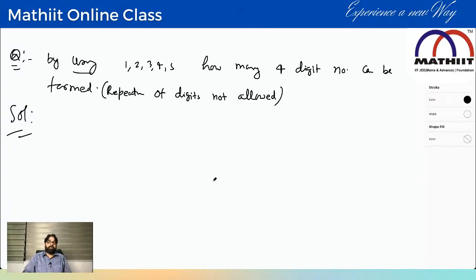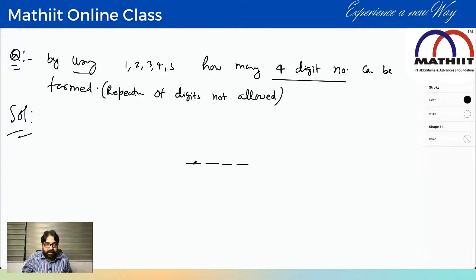Whenever you have to count digits, words, or something like that, where you are using some objects, always identify where is the place. I'm having 5 objects: 1, 2, 3, 4, 5. All 5 are different objects. Whenever objects come in your hand, immediately search where is the place. That will be mentioned in the question. How many 4-digit numbers can be formed? It means these objects will be placed in the 4 places. Then only a 4-digit number will come.